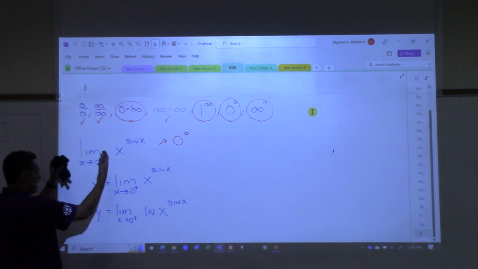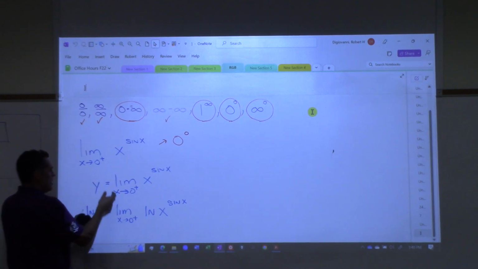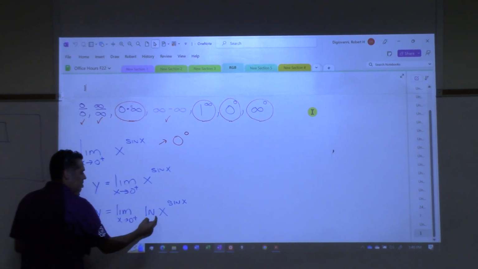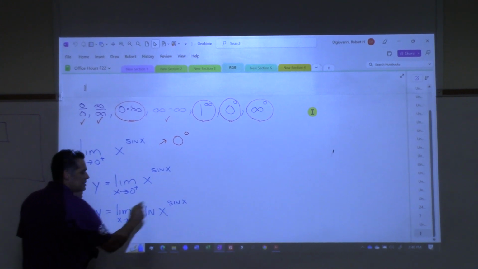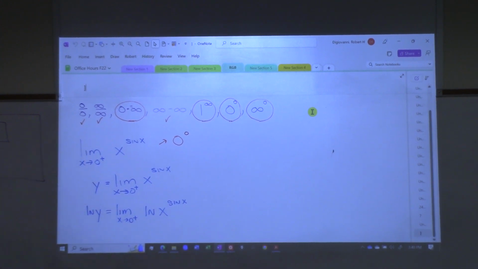Okay? So I did natural log on both sides, and then passed the natural log through the limit to be right in front of the x. So I'm doing natural log of x to the sine x. That okay? Next step.